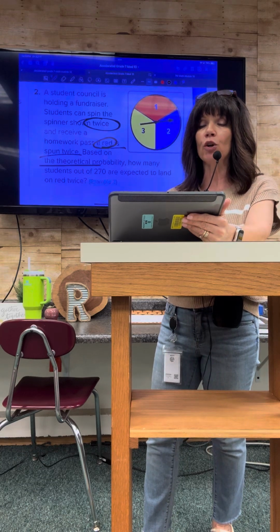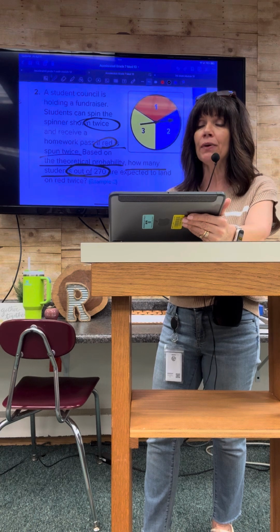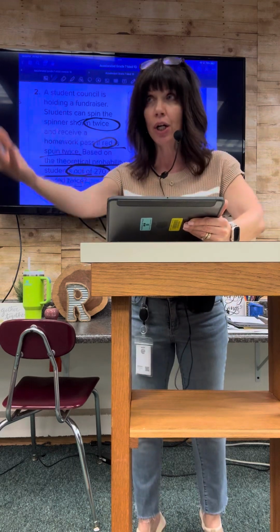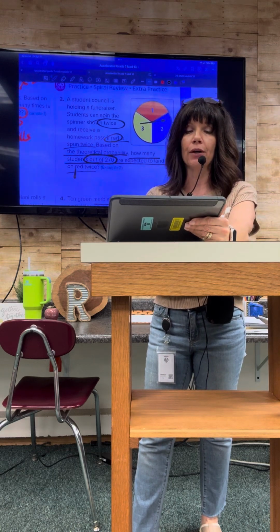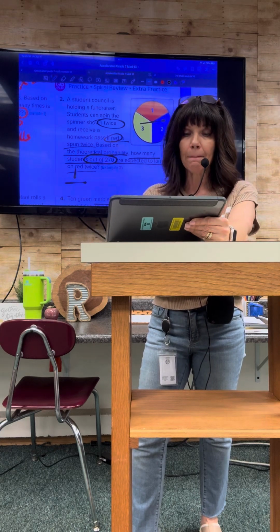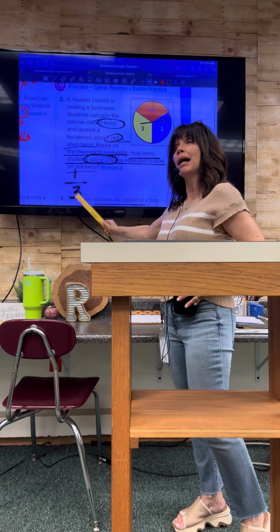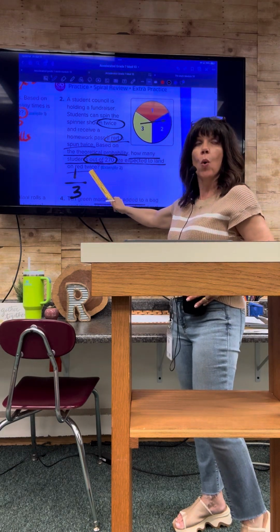Based on the theoretical probability, how many students out of 270 are expected to land on red twice? So again, class, they want us to use the theoretical probability of landing on the color red. How many spaces in the spinner are red? 1. Please write a 1 as your numerator. Out of how many spaces in all? 3. This also relates to if we were to spin the spinner 3 times, we would expect it to land on red 1 time.